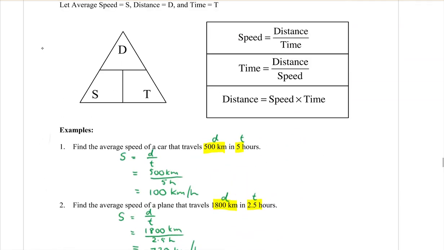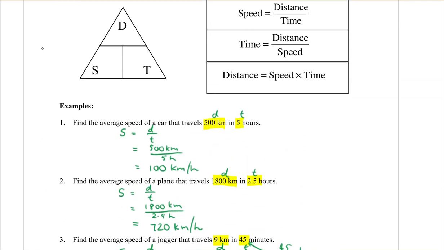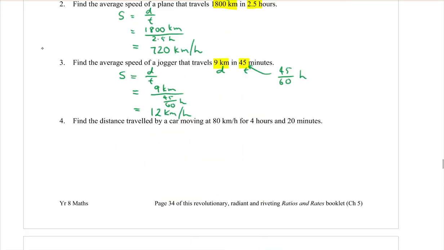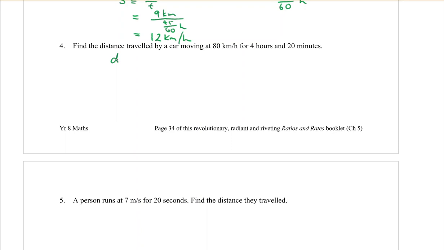All right, back to the top of the page here. If I'm trying to find distance now, I don't need you guys to memorize these formulas. I just need you to know this triangle. If you want to work out the distance, cover the D, and it's going to be speed times time, because they're next to each other. So it's D for distance equals speed times by time.